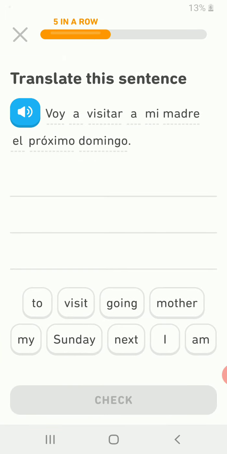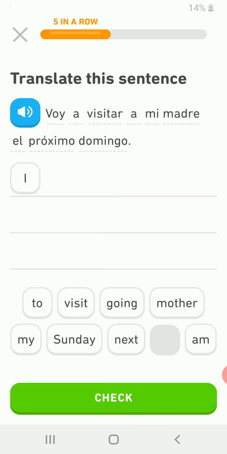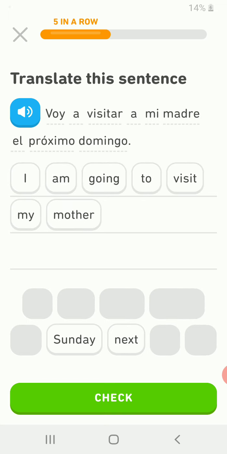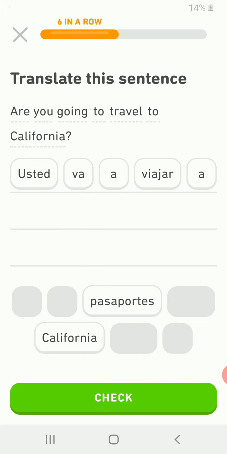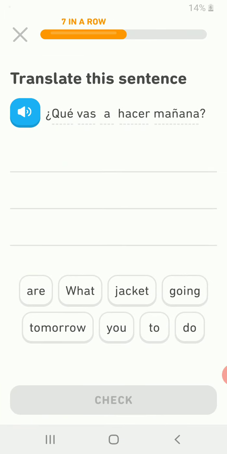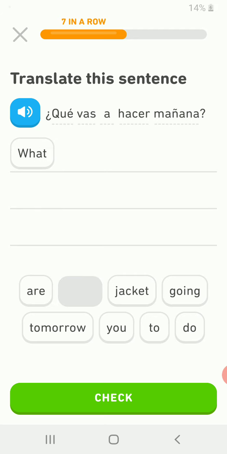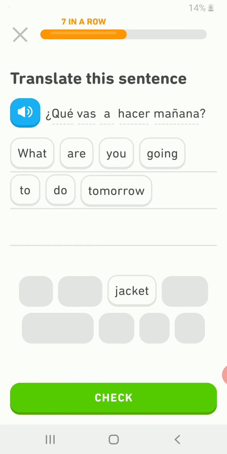Voy a visitar a mi madre el próximo domingo. So that's when you're talking about your plans. I am going to visit my mother next Sunday. And that's perfect. So are you going to travel to California? So usted va a viajar a California. ¿Qué vas a hacer mañana? What is going to happen tomorrow? So, sorry, it's not what is going to happen, but what are you going to do tomorrow?